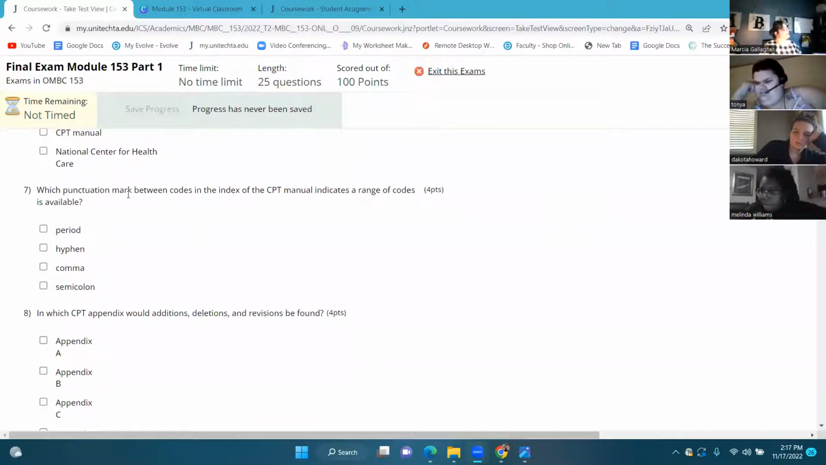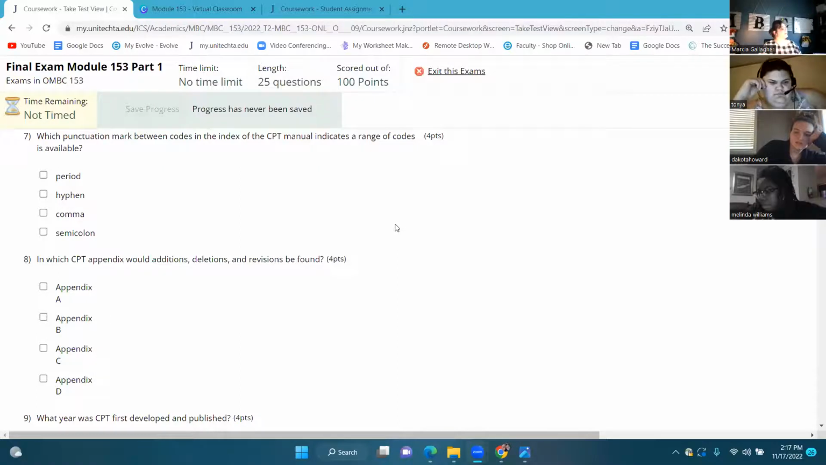Which punctuation mark between codes in the index of the CPT manual indicates a range of codes is available? Period, hyphen, dash, comma, semicolon. Hyphen. We all agree it's the hyphen? It is the hyphen.